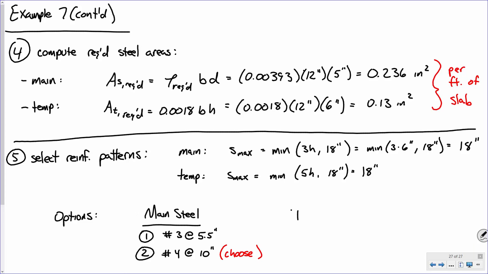Now for temperature steel, what do we have? We have to pick 0.13 square inches. What do you think you'd go with? Number 3s at 10 inches. Are there any other options? No.